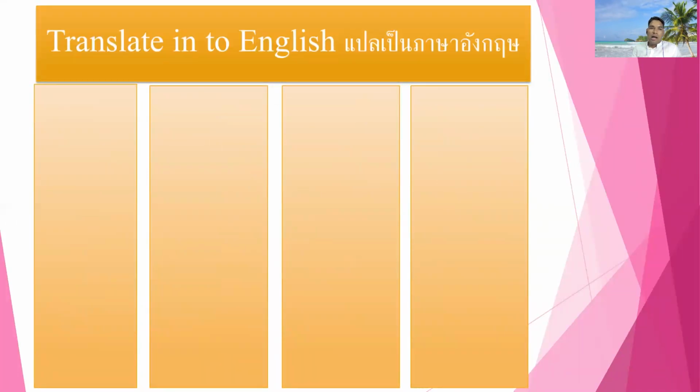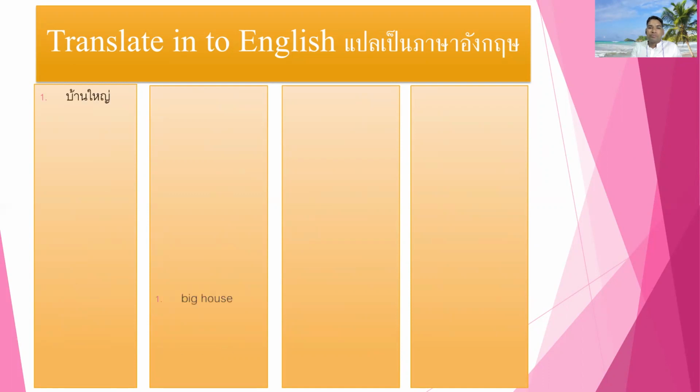Page 30 is talking to you about translating into English language. So what will you translate? You have the written Thai, and you can translate it into English. Before, you have to write in English, and then after, you have to write in Thai. And then after, you have to write from Thai to English. So let's go see how to change.